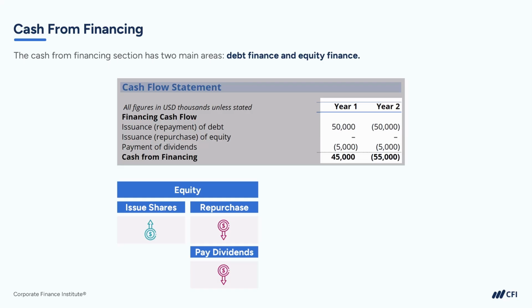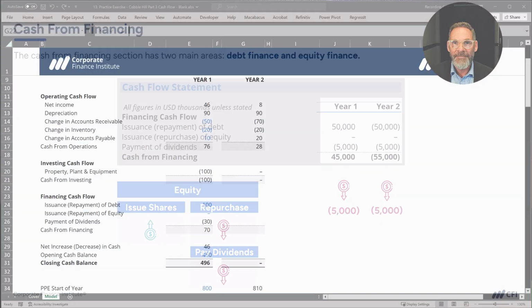and they're going to be shown as negative numbers. Here we see no issuance or repurchase of shares in either year one or year two, but the business has paid a dividend both years, which is why you see these both as negative cash outflows.